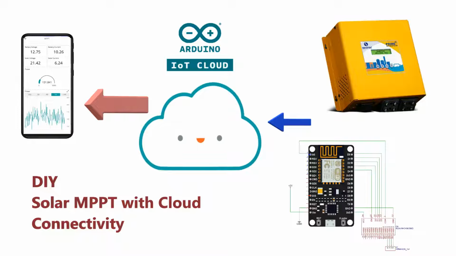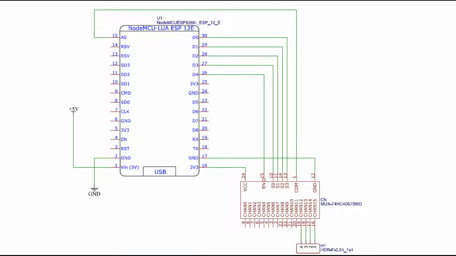Yeah, I can just show you the schematic. It's a very simple schematic. As you can see, the multiplexer input is connected to the A0 pin of the NodeMCU, which is the ADC input pin, and we have the select as well as enable pins connected to D0 to D4.